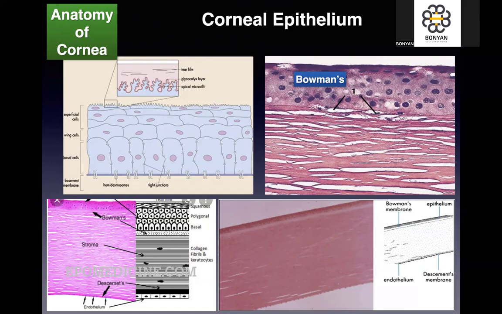The first layer is the epithelium. The second layer is the Bowman's layer. The third one is the stroma, the corneal stroma, which is divided into anterior and posterior stroma. Then the pre-Descemet layer, then Descemet membrane, and finally the endothelial cell layer, or the corneal endothelium. So these are 5 layers, and after adding the pre-Descemet layer, which is called Dua's layer, they are now 6 layers.